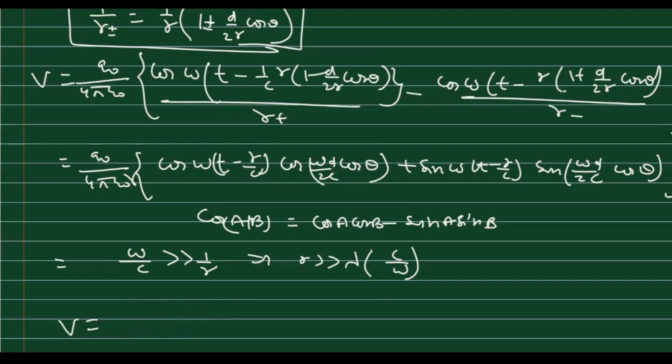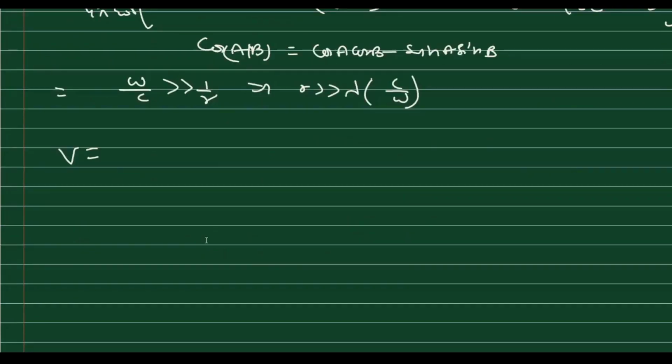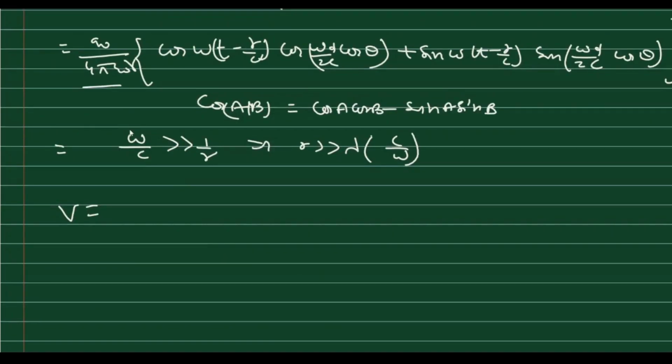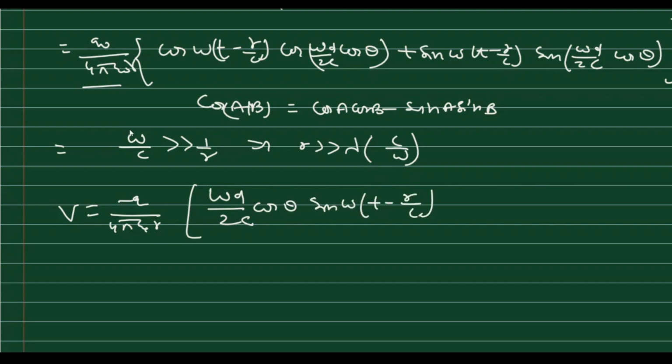So I am writing the final expression after approximating it from this equation. It will become minus 1 by 4 pi epsilon naught r into omega d by 2c directly. We have approximated this one, omega d by 2c, and this will become cos theta and sine of omega t minus r upon c into 2, minus d upon 2r cos theta into 2 cos omega t minus r by c.